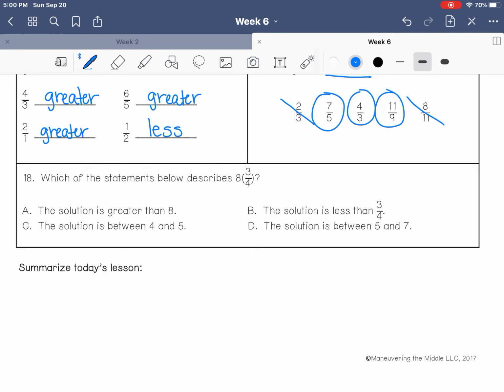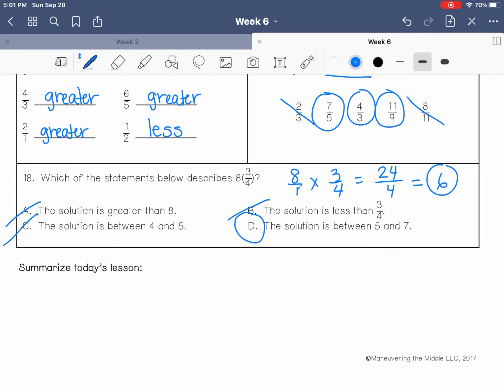Okay, number 18. Which of the statements below describes 8 times 3/4? So if I multiply 8 times 3/4, what will the answer be? 8 times 3 is 24. 1 times 4 is 4. 24 divided by 4 is 6. A, is the solution greater than 8? No. C, is the solution between 4 and 5? No. Is the solution less than 3/4? No. The solution is between 5 and 7. So anytime you multiply by a proper fraction, you're going to cause a decrease, however you say it.